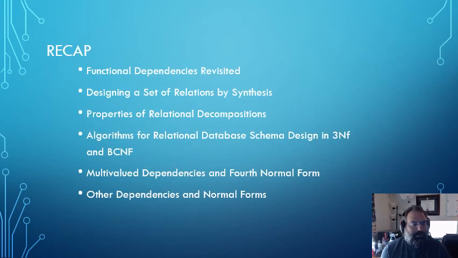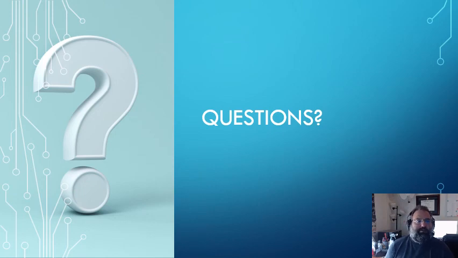To recap, we talked about functional dependencies and revisited them. We talked about designing a set of relations by synthesis. We talked about properties of relational decomposition, algorithms for relational database schema design in third normal form and Boyce-Codd normal form. Then we talked about multi-value dependencies and fourth normal form. Other dependencies and normal forms were also discussed. And with that, we've reached the end of this discussion.